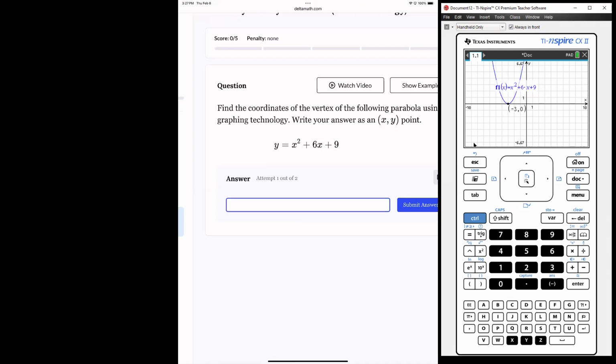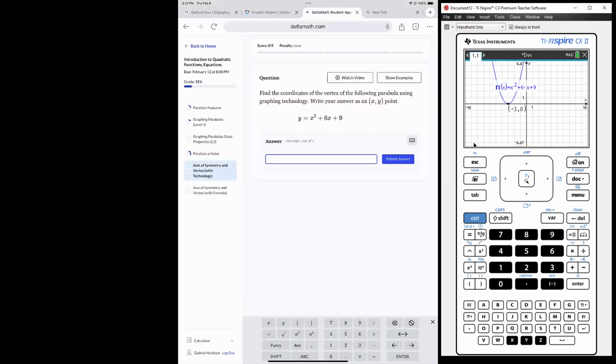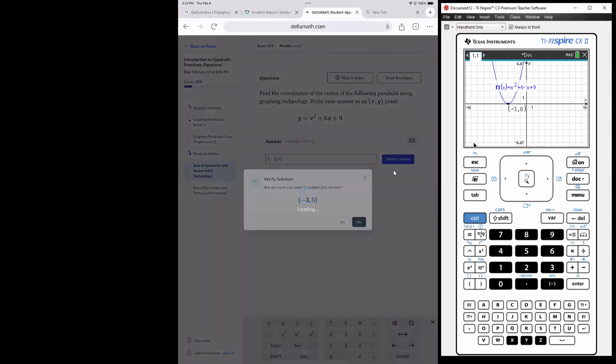I'm just gonna put, we're gonna put a negative 3, comma, 0, and we submit it. And it says, nice job.